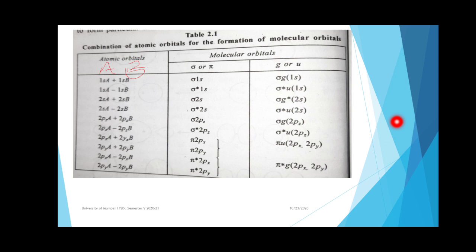Then the 2pz orbital of A atom combines with the 2pz orbital of B atom, there is formation of sigma 2pz, called sigma g. If they are subtracted, there is formation of sigma star 2pz. Similarly, for px and py orbitals, the combinations are given in the table. Everybody understood how molecular orbitals are formed from the atomic orbitals.